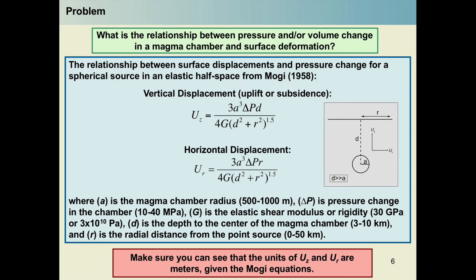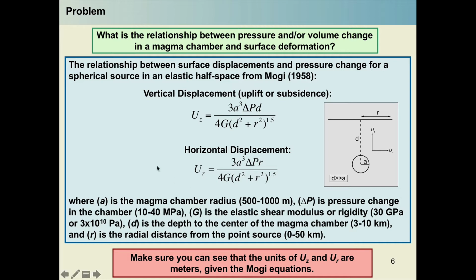Okay, so now we can use this to solve a problem. We can solve a problem between pressure and volume change in a magma chamber and surface deformation. And there's a lot of different things you can do with this. You can figure out how deep your magma chamber is beneath the crust if you assume the Mogi model applies. You can get some idea of how change in pressure and change in volume inside your magma chamber can affect the observed vertical displacements and horizontal displacements.